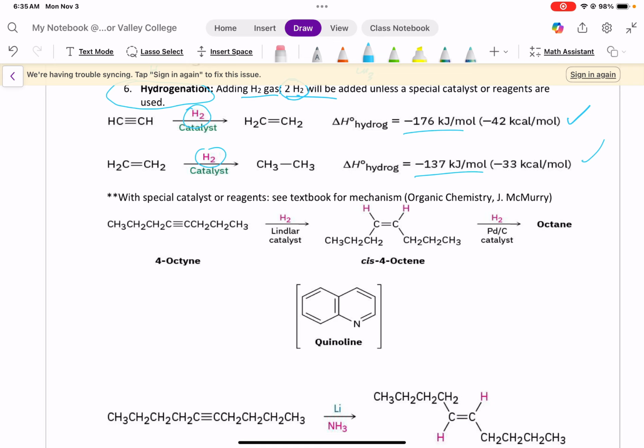All right, now, unless we use something special like Lindlar catalyst, that's palladium and quinoline. Lindlar catalyst has quinoline and barium sulfate as well. Also has palladium, and then with that, it will stop. It will put the 2 hydrogens on the same side. Notice that makes it a cis.